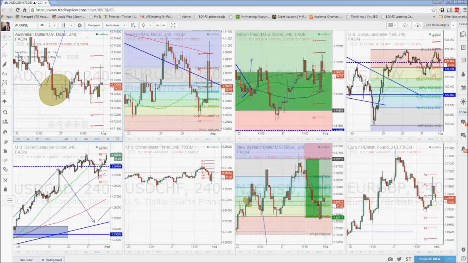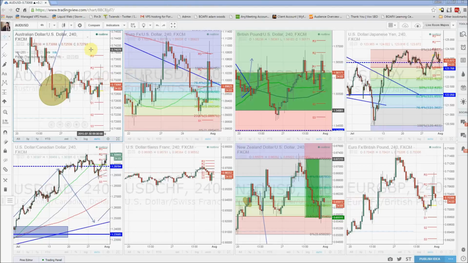There's quite a few data points out next week, but we are being quite selective about what we're going to be trading. Let's have a look. The first point worth looking at is the RBA cash rate at 5:30 on Tuesday morning.